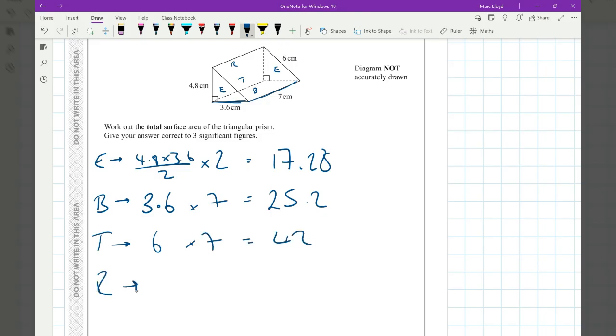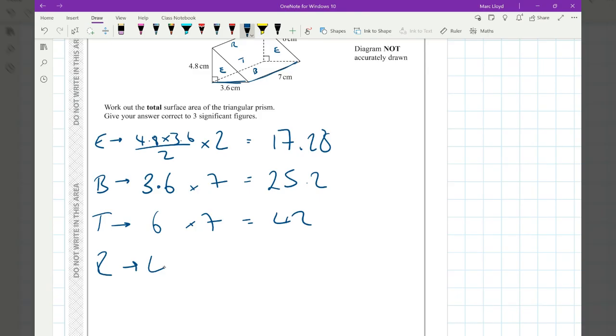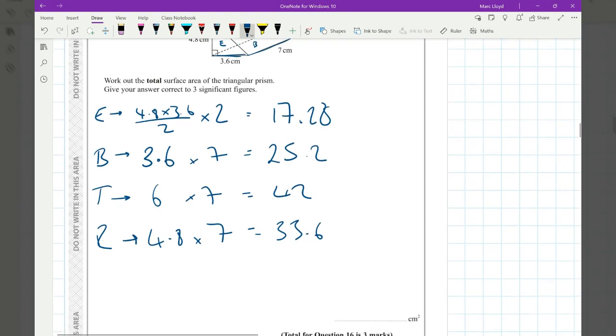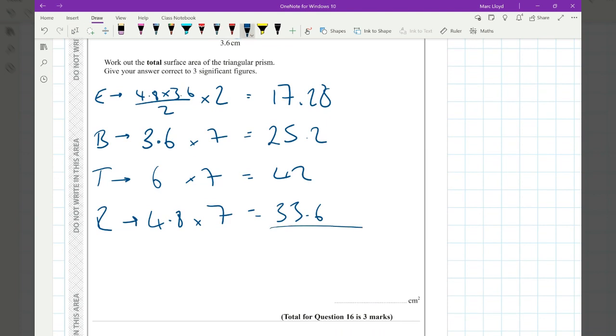And then R for the rear of it. That's got a height of 4.8, and that's multiplied by 7. Notice all of these 3 are multiplied by 7. Really important for you to just notice that. Okay, finally, add them all up. Oh, what have I done? Yeah, plus 42. There we go. And that gives us 118.08.